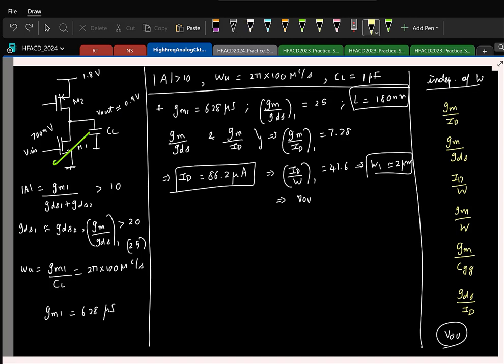So always check for overdrive voltage. I'll make it a point, and ensure that things are in saturation.